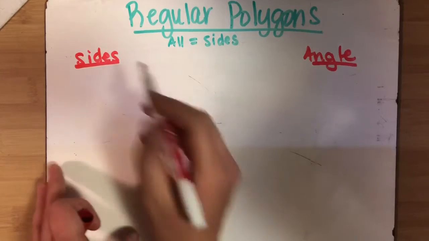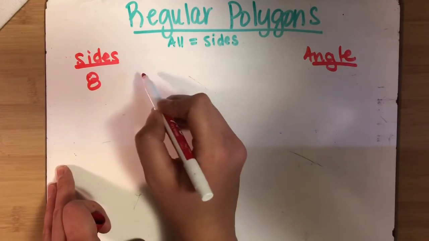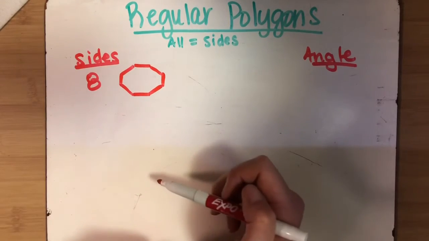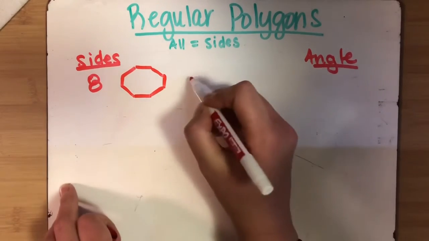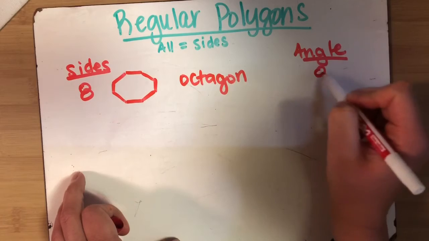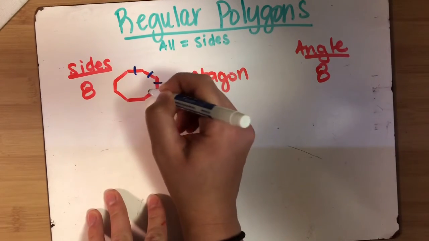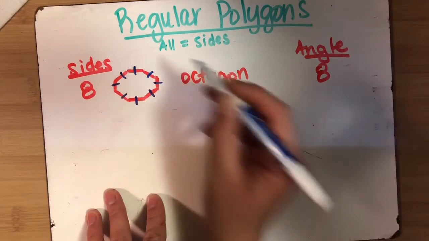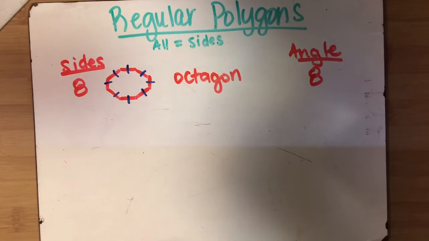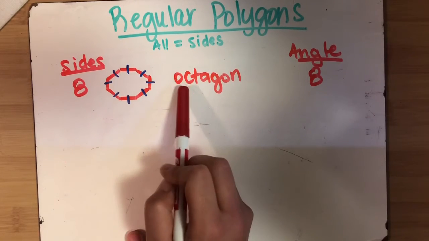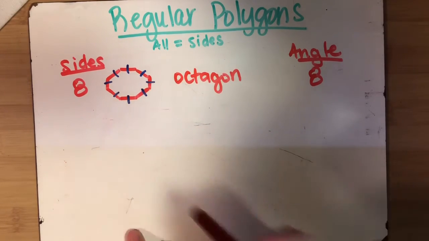Okay, so the next one, it has 8 sides, and that is called an octagon. You've all seen an octagon before if you've ever seen a stop sign. A stop sign is an octagon. It has 8 sides, so you guessed it, it has 8 angles. This is a regular polygon, so all of its sides have the same exact length. You can remember octagon really easy because oct means 8. Octa, like an octopus, octagon.